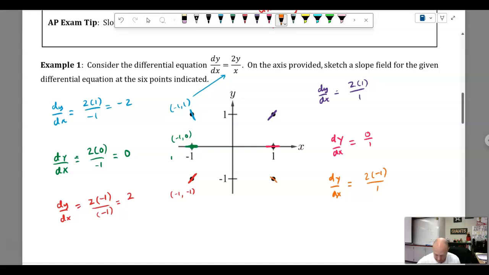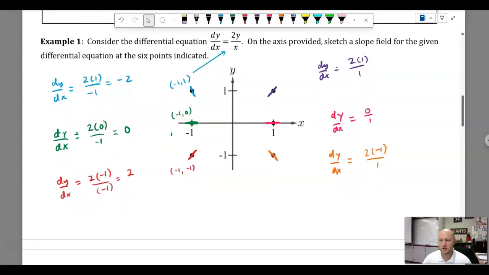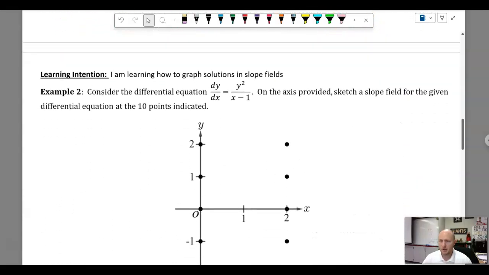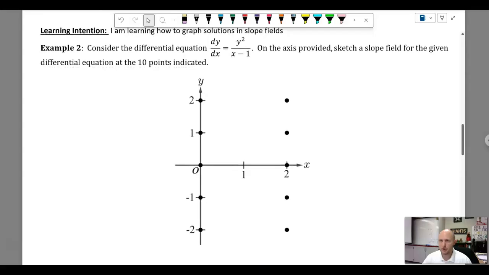So like that. That's the first idea that you're going to encounter for slope fields on an FRQ, that they may ask you to sketch those points. All right, here is example number 2.